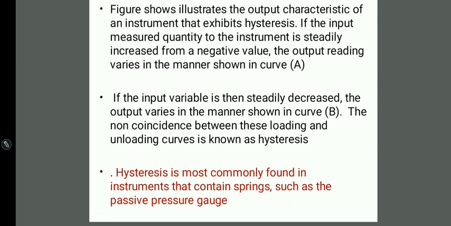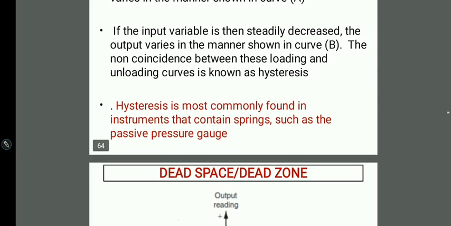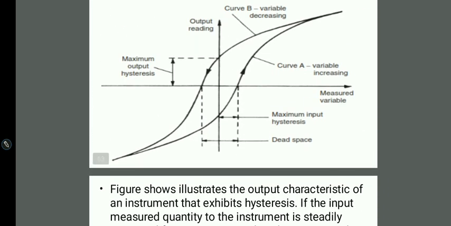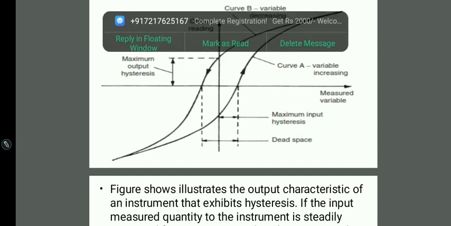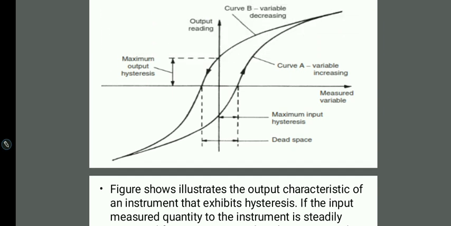Hysteresis is most commonly found in instruments that contain springs, such as a passive pressure gauge. That is a type of loss. The instrument was supposed to follow curve A during loading and unloading, but that did not happen. During loading, the output followed curve A, but during unloading, the output followed curve B. So there is some difference between the output of the instrument during unloading and loading. That is termed as hysteresis.